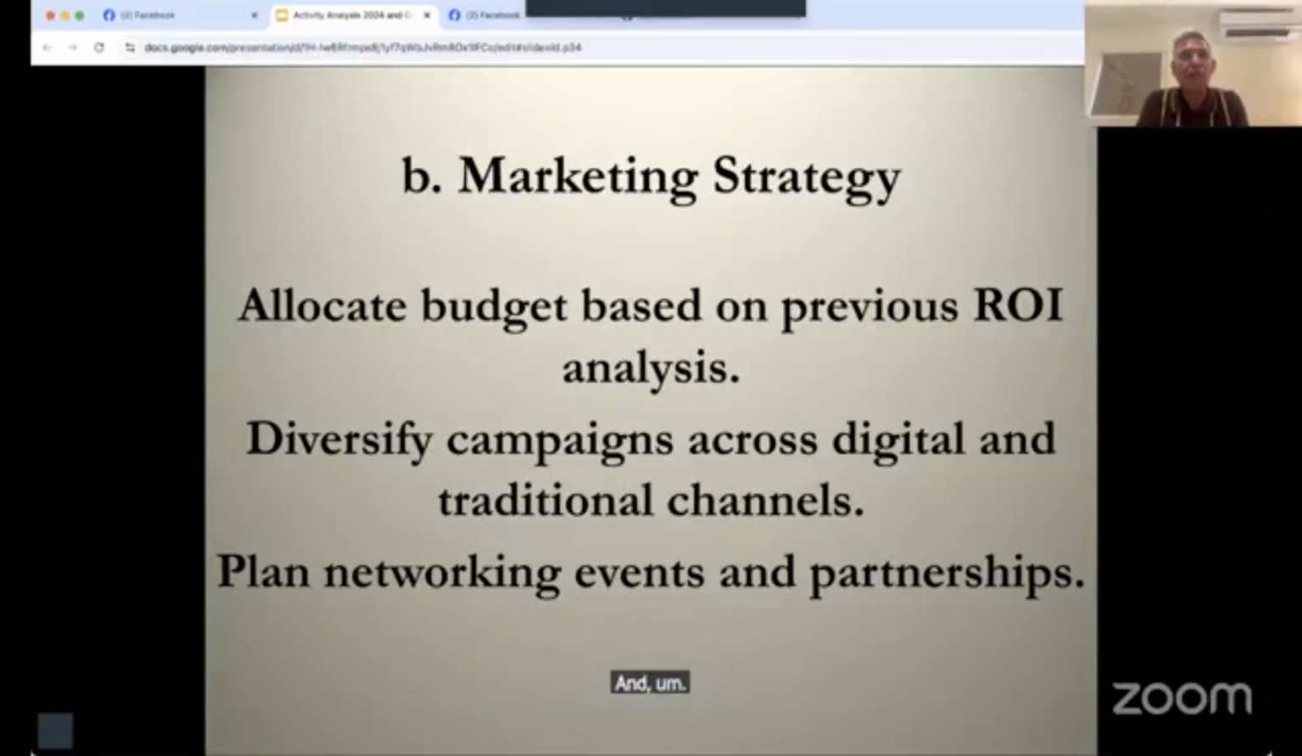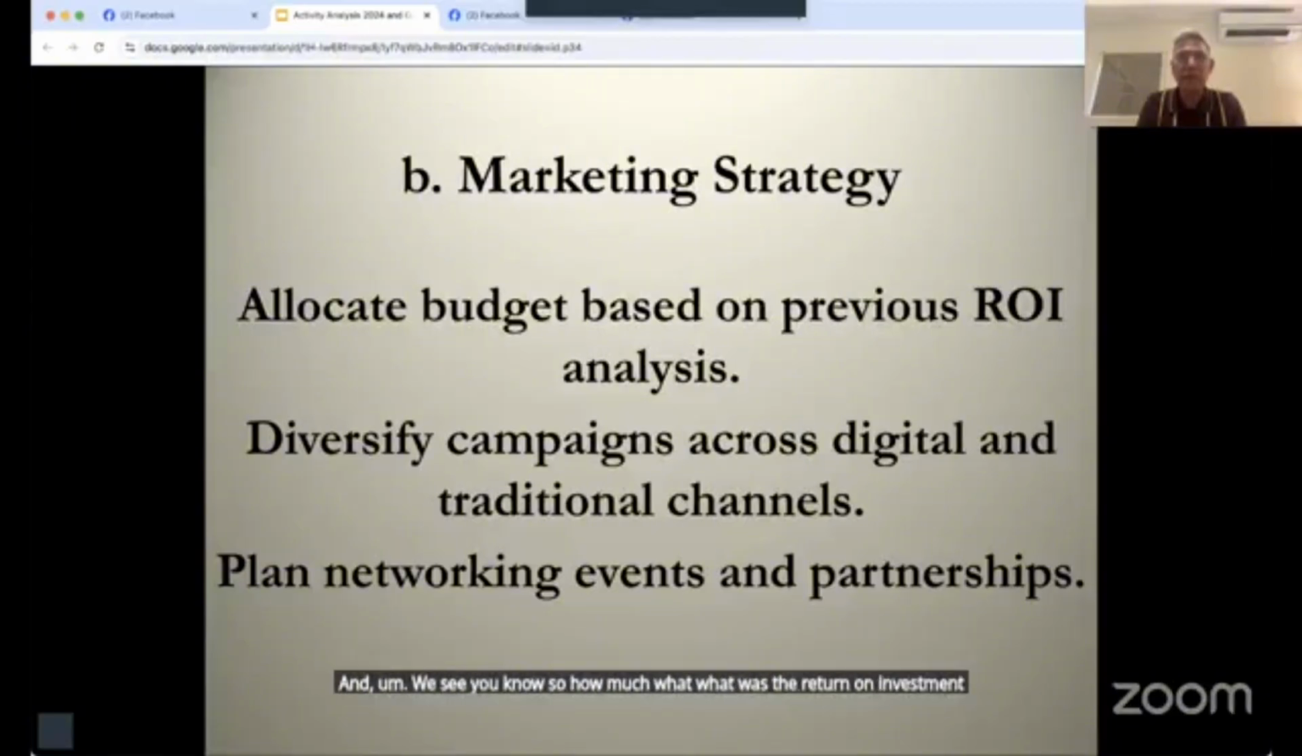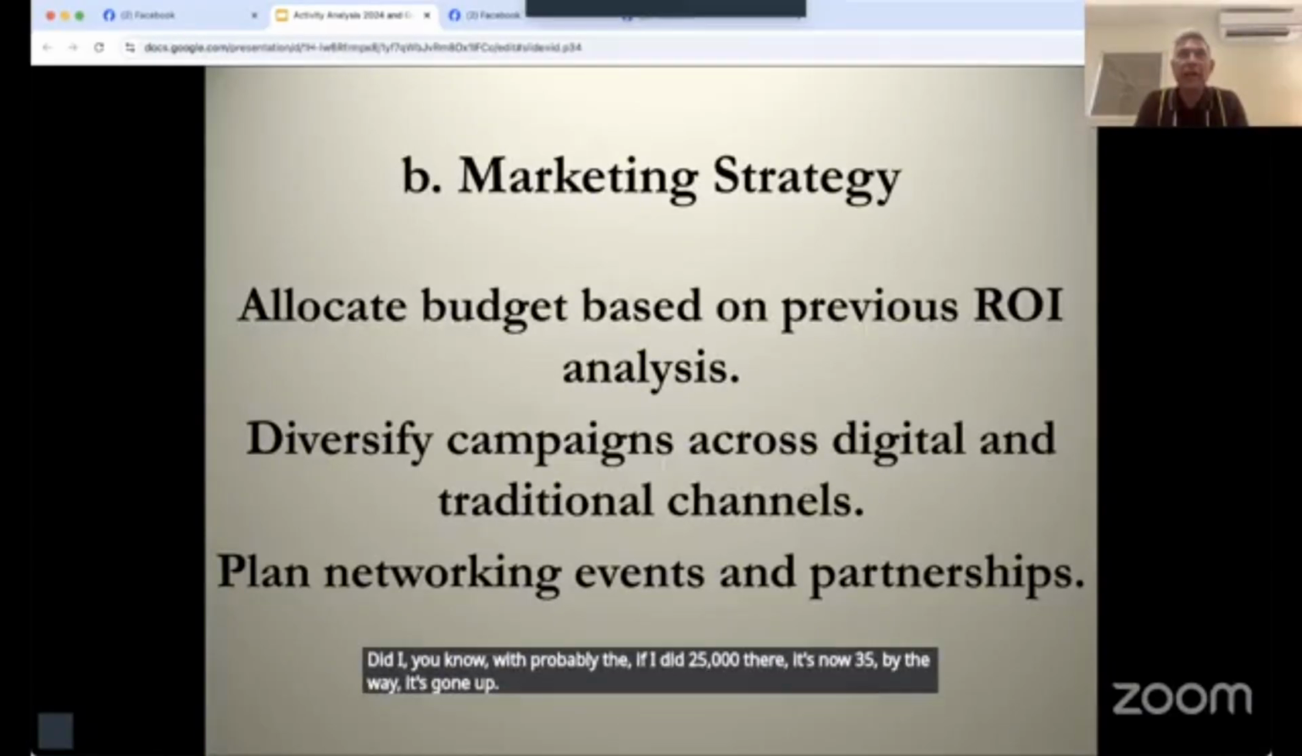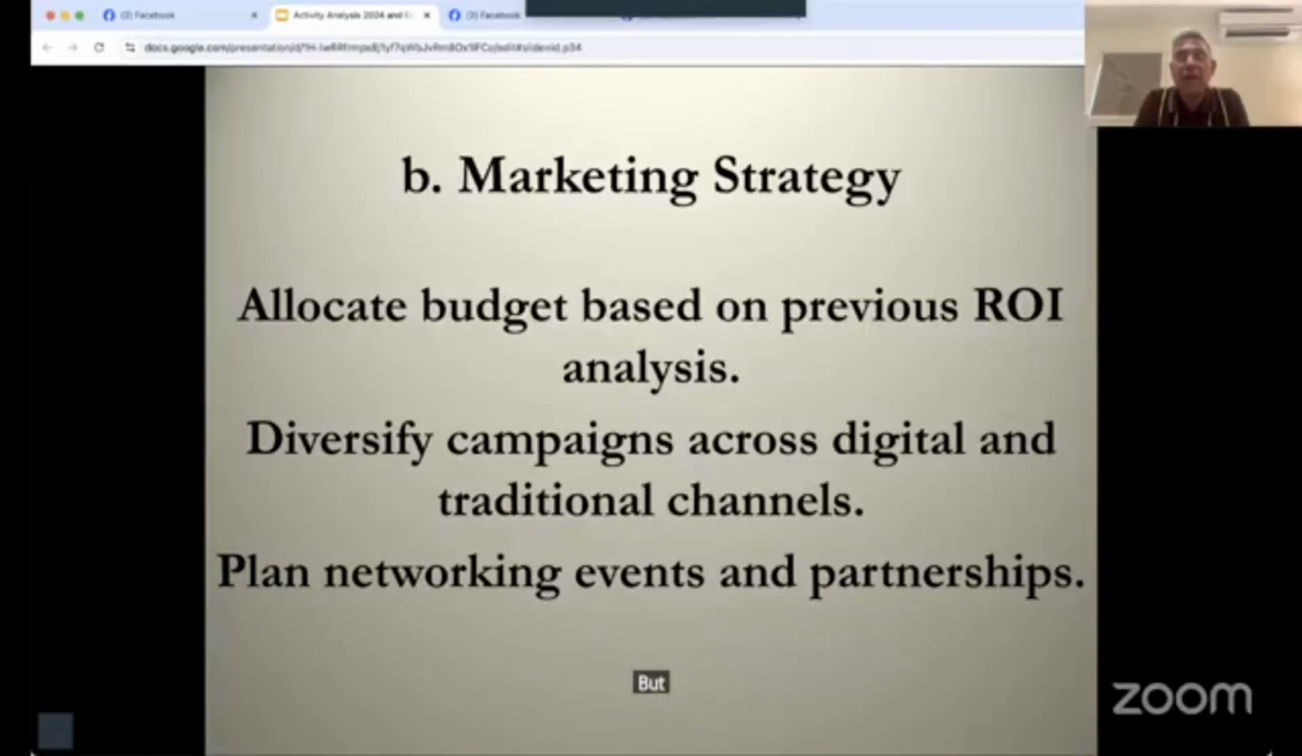What was the return on investment based on that? If I did 25,000 there, it's now 35, by the way, it's gone up. But with the 25, I think we were able to do maybe about 10 deals from Carousel. 8 deals, but it paid more than enough.